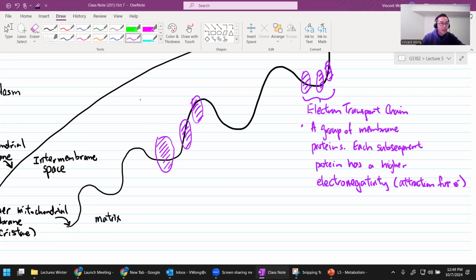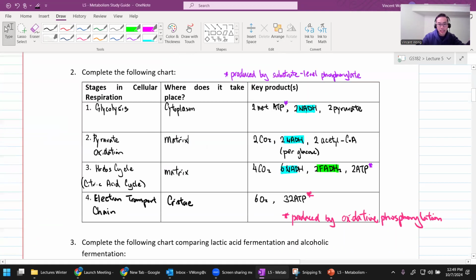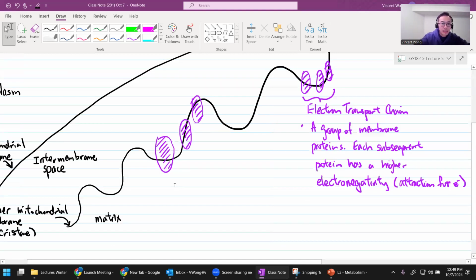Yeah, from the energy carrier, right? Remember all those electrons that we capture from step one, step two, step three? All these NADH and FADH2, well, mostly NADH, not so much FADH2, but still, they are going to bring the electrons all the way to the ETC and drop them off. Okay? And that's what's going to happen.